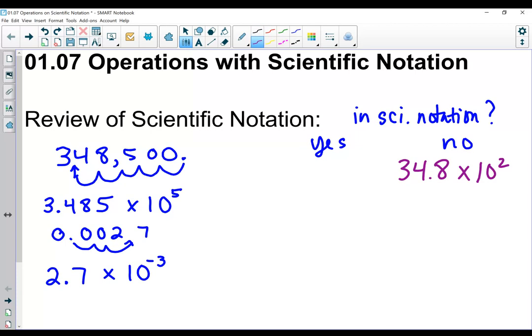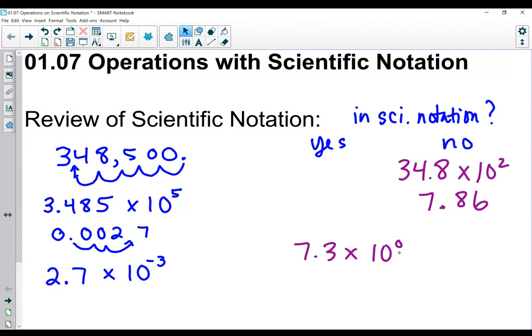So let's look at another one. What about 7.86? So again, at the surface, this looks good. I only have one digit this time before the decimal, right? But I don't have a power of 10. So that would not be in scientific notation. How about something like this? So this one might look weird, 7.3 times 10 to the 0 power, because I have a 0 power, but I have one digit, a 7 only, before the decimal. 7.3 is a number between 1 and 10, and I have times 10 to a power. It's just the power happens to be 0. So that one would be in scientific notation.